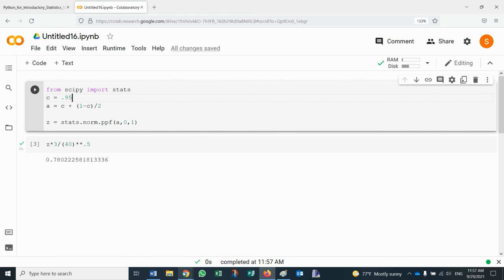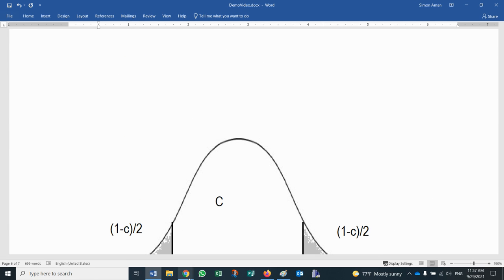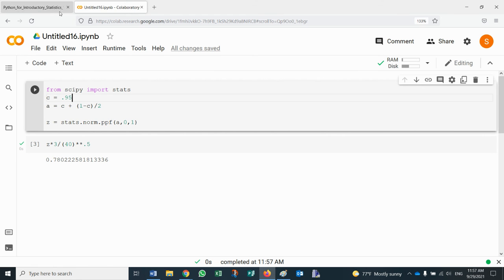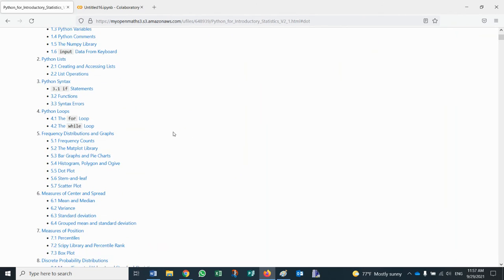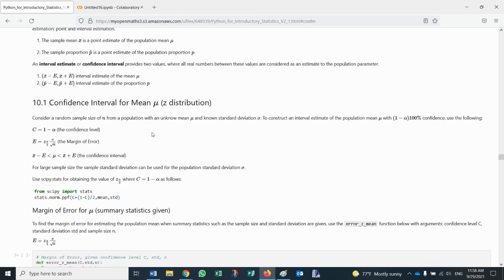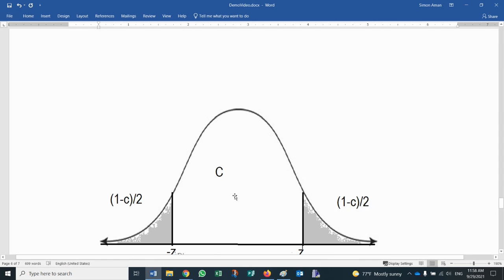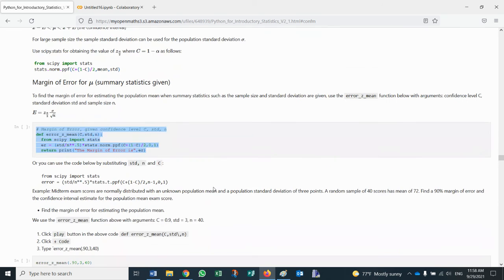So let's open our manual and find that function. In our manual, if we go to confidence interval for the mean, which I believe is chapter 10.1, the function is right here. You can just copy and paste it here, and it would also work much the same way. And I will show you more later.